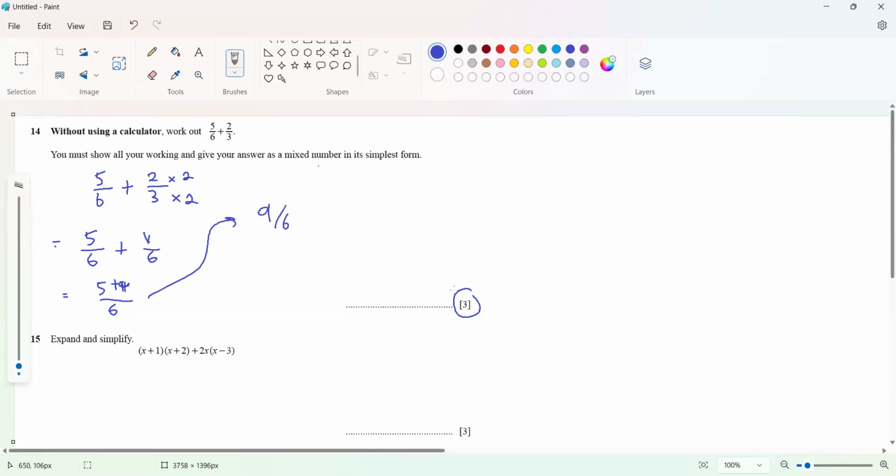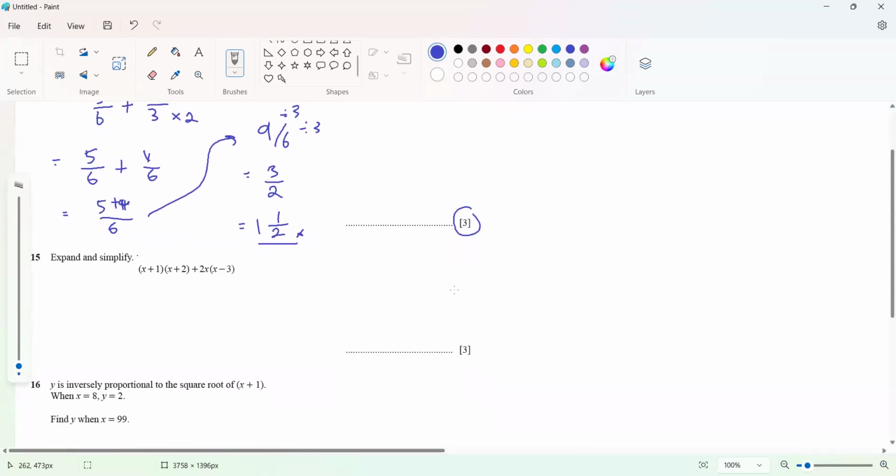So they want the answer as a mixed number. From here, we simplify the fraction first, divide by 3 on the top and bottom. So that will be 3 over 2. And finally, convert it to a mixed number, this will be 1 and 1 over 2. Right. So that is your working on question number 14.